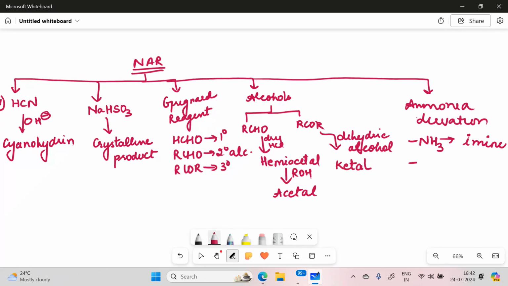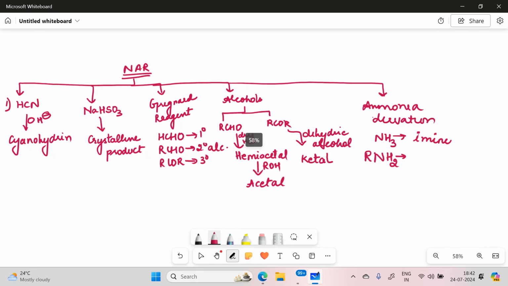C double bond NH. Now second, Shivani, after ammonia, what was the second reaction? Yes, ma'am. We added RNH2. What is the name of this reactant? Primary amine. RNH2 is called primary amine. With primary amine we get Schiff's base, which is C double bond NR. Yes, good.